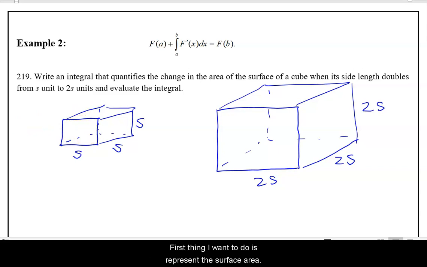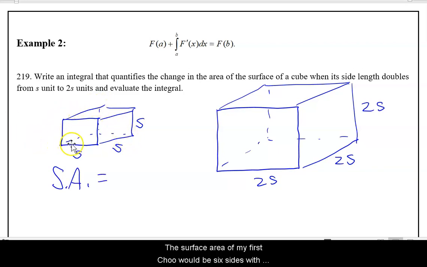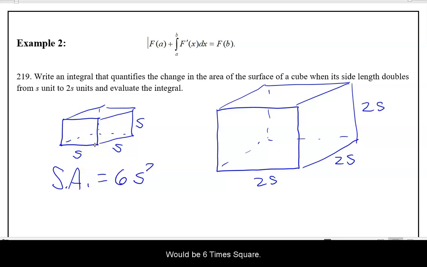The first thing I want to do is represent the surface area. So I'm going to use SA for surface area. The surface area of my first cube would be 6 sides with a measure of area of s squared. So this would be 6 times s squared. That would give me the area of all 6 sides.